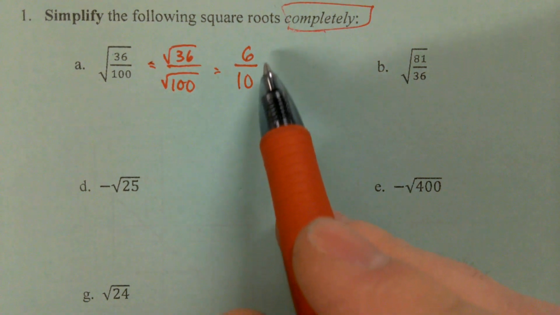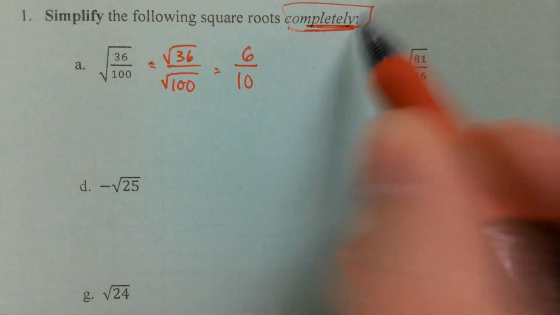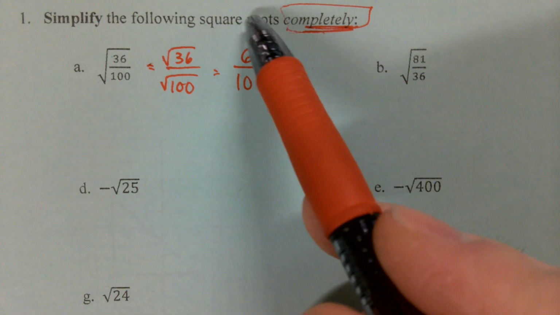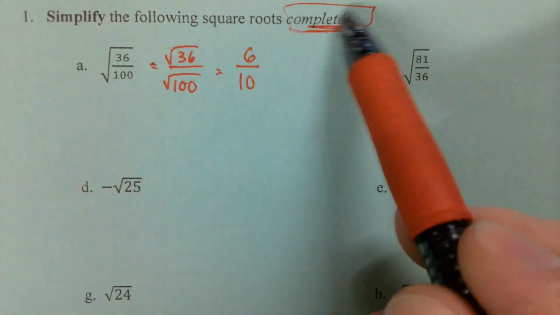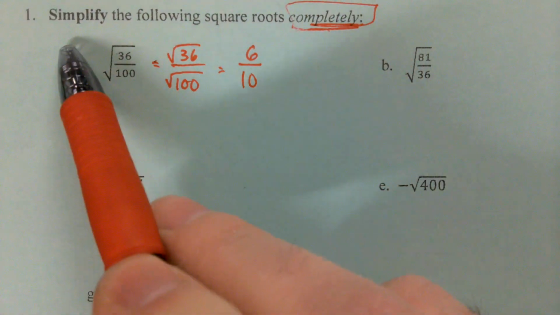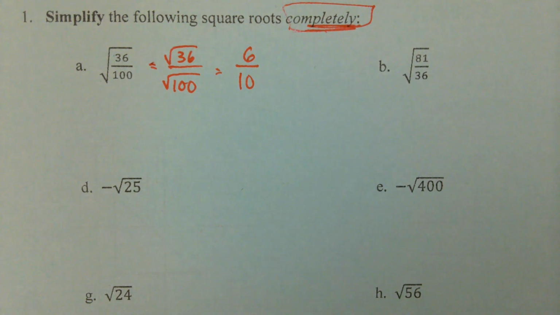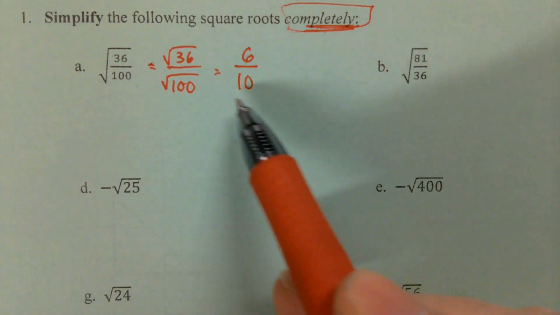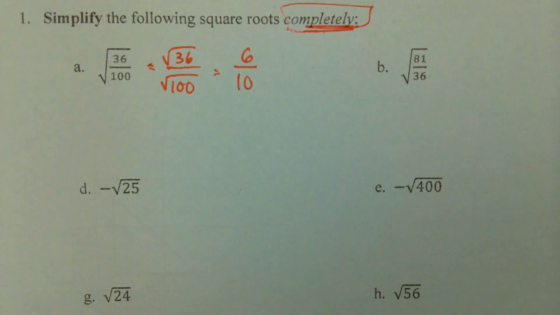Now, is 6 over 10 simplified completely? No, it is not. That's why that's our key word here in this question. If you box up 6 over 10, you technically have not finished what you're being asked to do. Simplify completely. So, if I want to simplify 6 over 10, how can I do that?